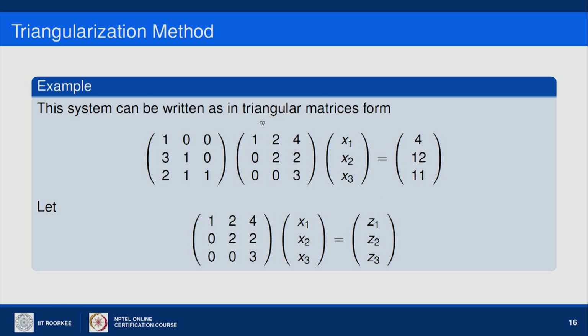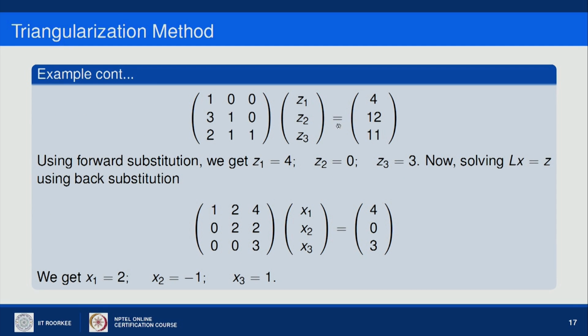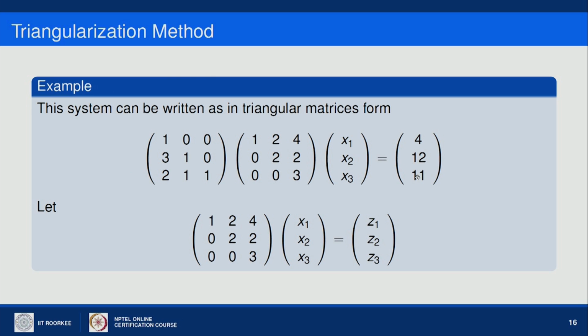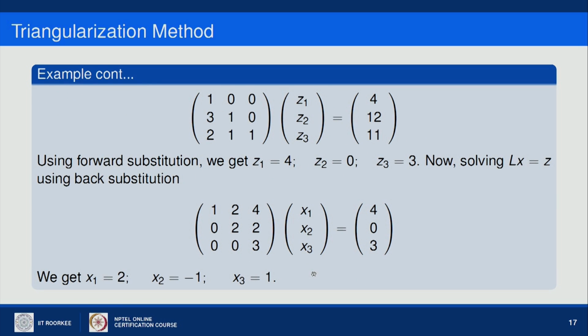Now, assume this equals to Z1, Z2, Z3. So, what will happen if I substitute this by Z1, Z2, Z3? The original system can be written like this. From here, using the forward substitution, I can get Z1 equals to 4, Z2 equals to 0 and Z3 equals to 3. What I will do now? I will put the value of Z1, Z2, Z3 here and I will get the values of x1, x2 and x3, which is coming out like x1 equals to 2, x2 equals to minus 1 and x3 equals to 1, which is the solution of the system.